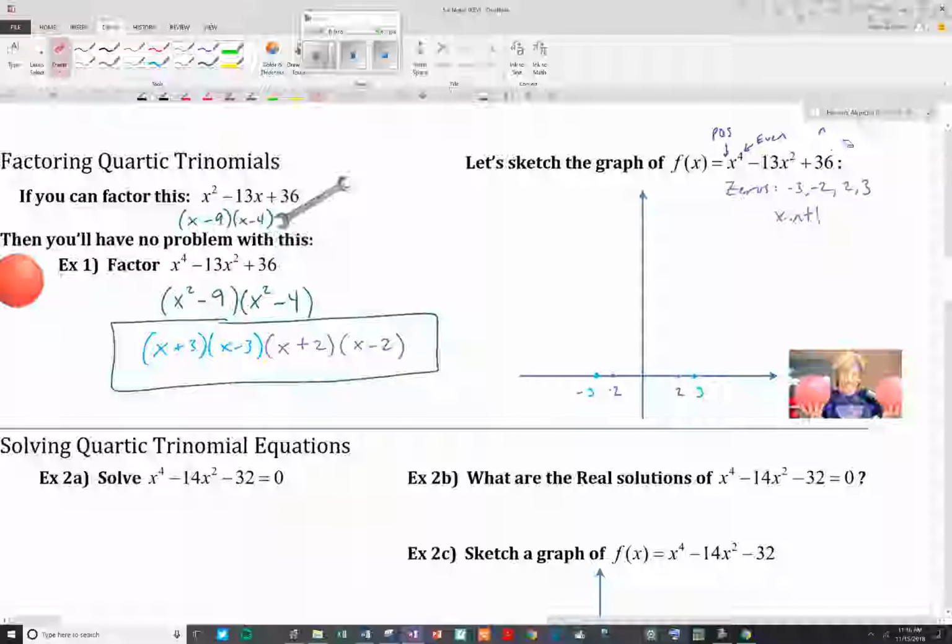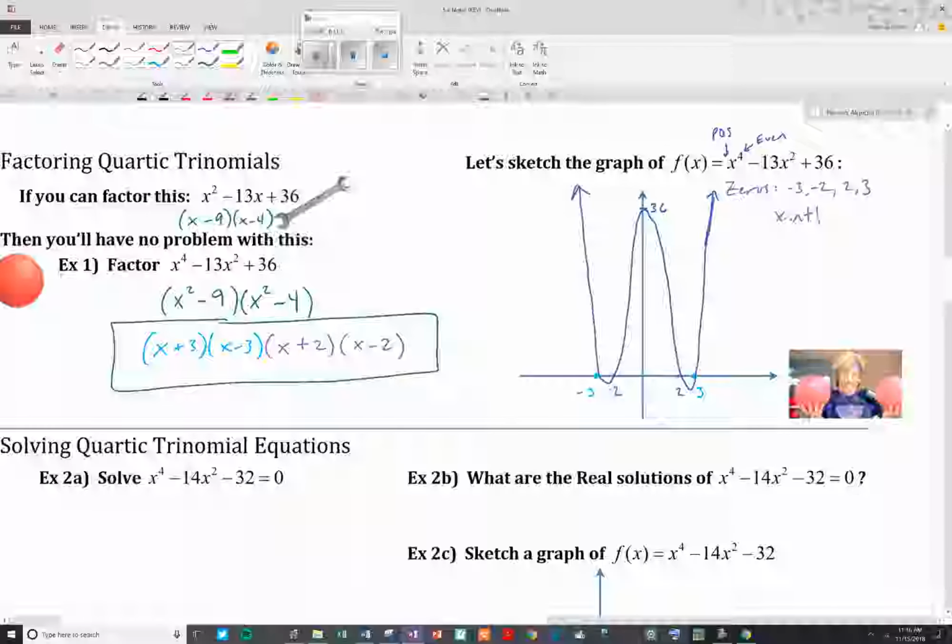We also know that it has a y-intercept of 36, so this is not to scale at all. I'm just going to say, hey, here's 36. But this thing we know is going to go up this way, and then I'm just going to come through, go through my zeros, and everything should work together.